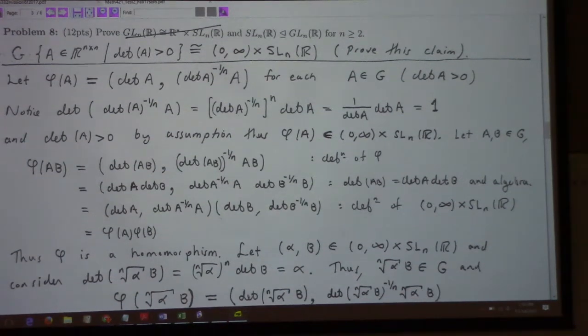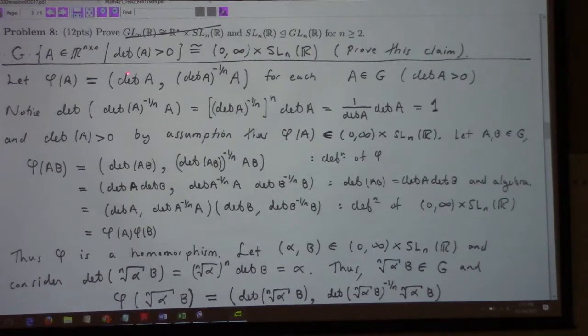The dreaded problem 8. So, yeah. Basically, what you want, so I fixed it because, well, I'm not sure this is actually true. Anyway, I have proof for the latter case. If we look at positive determinant matrices, that is definitely isomorphic to the positive reals direct product with SLN.